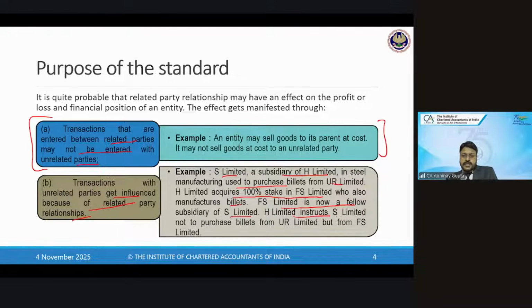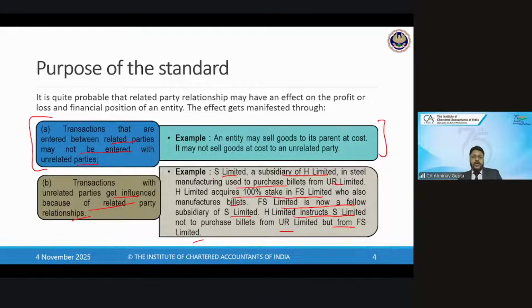H Limited instructs S Limited to not purchase billets from UR, but to purchase from FS Limited for all of its requirements, right? Now, both are fellow subsidiaries of the common parent, and the parent is instructing one subsidiary to purchase its raw material requirement from that very fellow subsidiary only. So it might be possible that there could be an influence over the price as well. As long as there is no influence over the price and the transaction is at arm's length, no issues. But if there is, then investors' eyebrows will be raised.